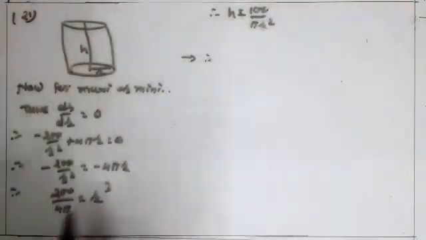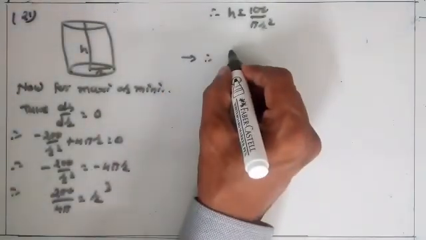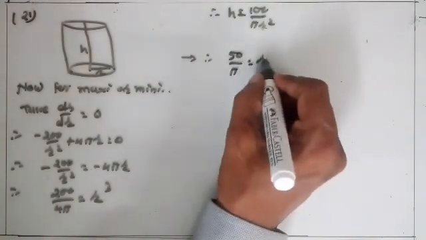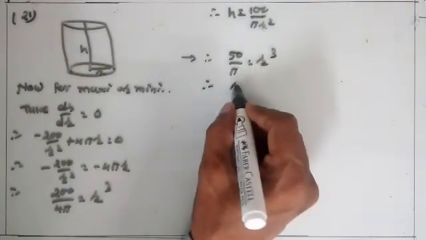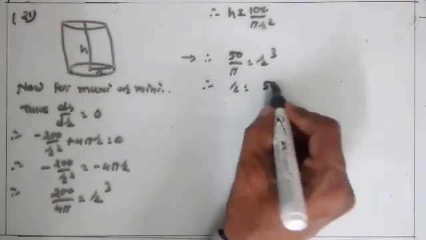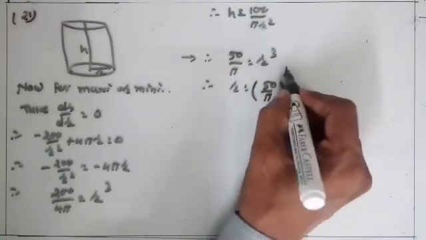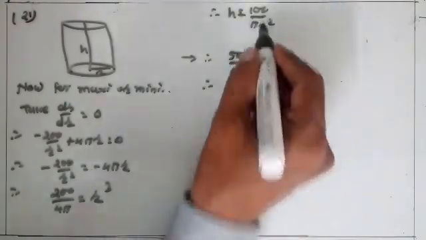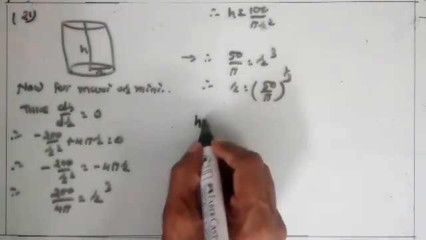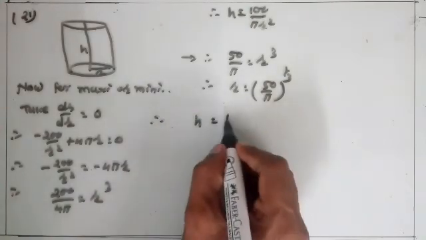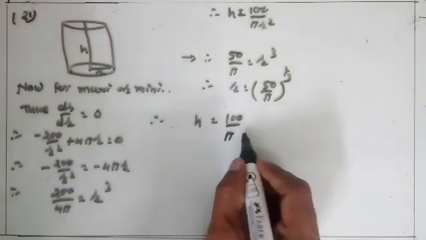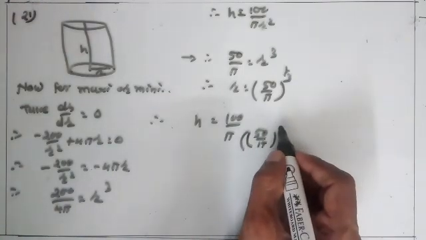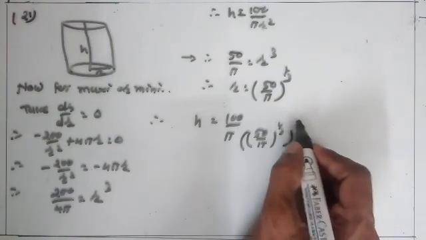Therefore here becomes 50 upon pi is equal to r cube. Therefore r is equal to (50 upon pi) raised to 1 by 3. Now r is equal to (50 upon pi) raised to 1 by 3, put in this. So h is equal to 100 upon pi into (50 upon pi) raised to 1 by 3 raised to 2.